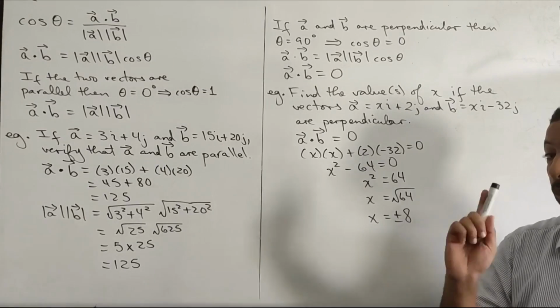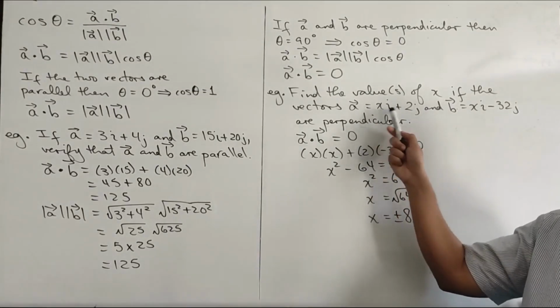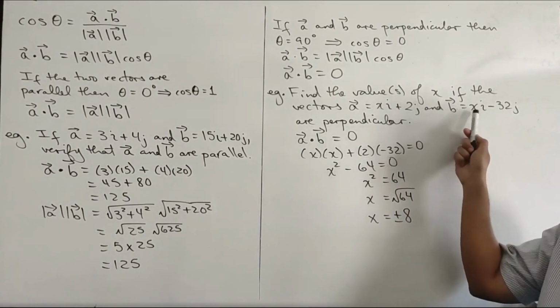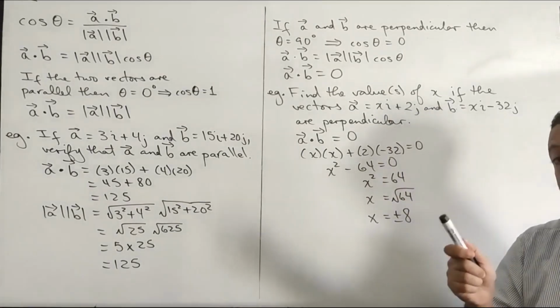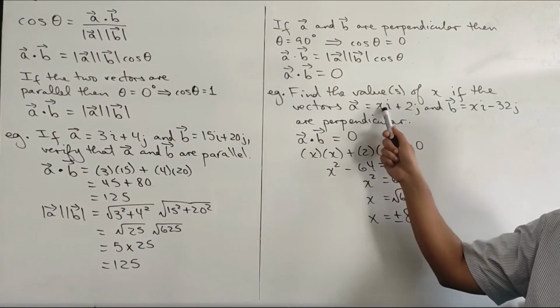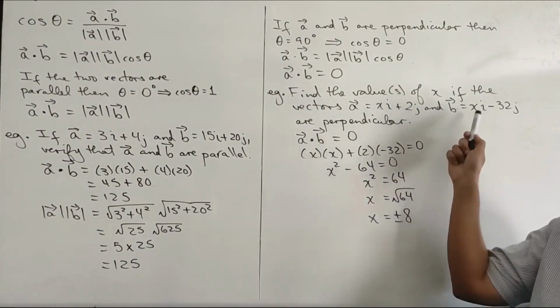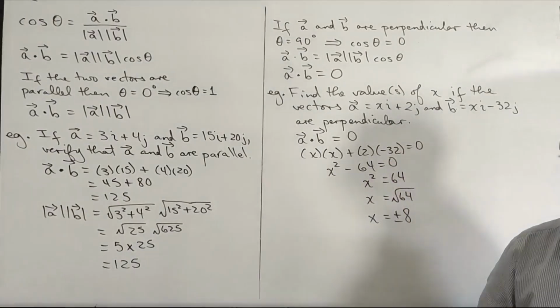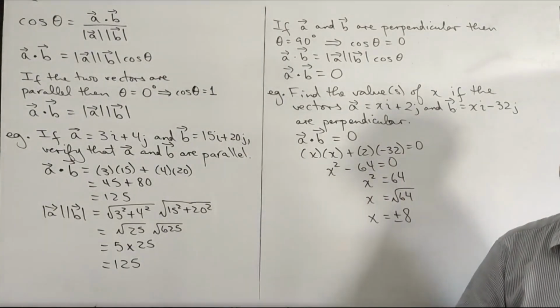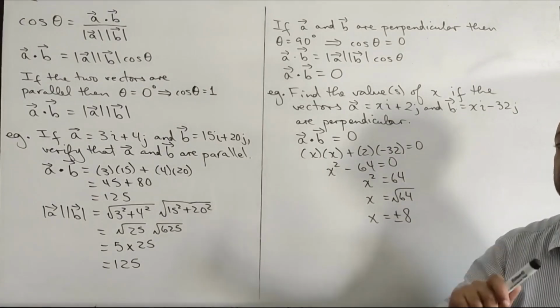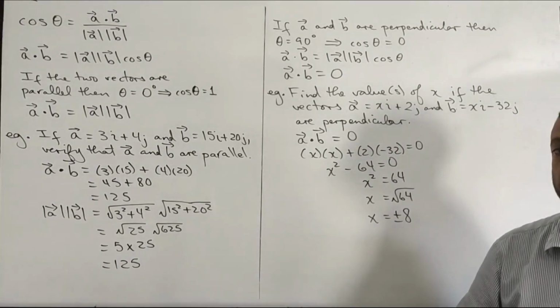So my two vectors could be 8i plus 2j and 8i minus 32j, or negative 8i plus 2j and negative 8i minus 32j. Remember that whenever you find the square root, it is both the positive and negative square root.